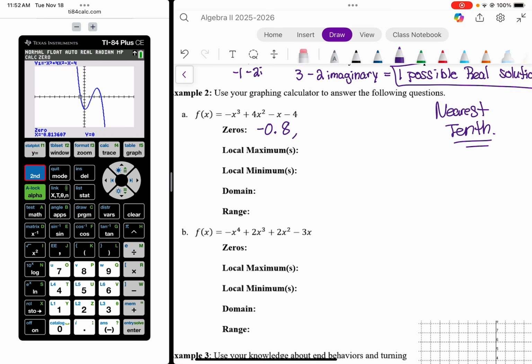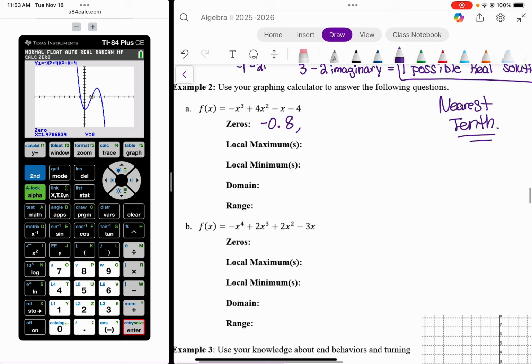Now I'm going to find my other zero. So I hit second, trace number 2, and I go over to my next one. This time, the 0 that's between 1 and 2, to the left of it's going to be below the x-axis, and then I'll go to the right, hit enter, and then my other answer is 1.5 when I round. And then I find my last 0. And there we go. That gives me 3.3. Those are my 3 zeros for this graph.